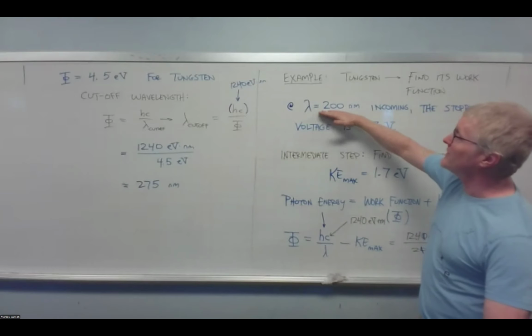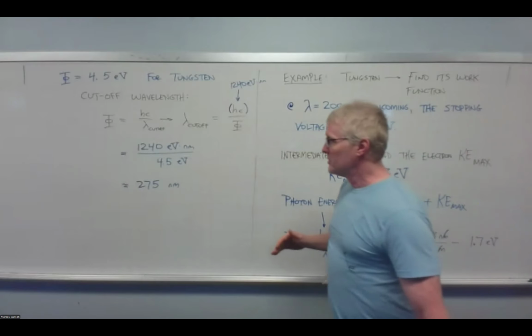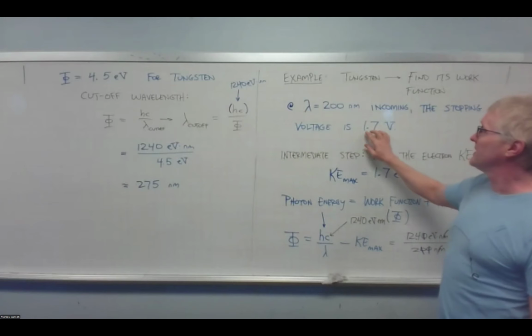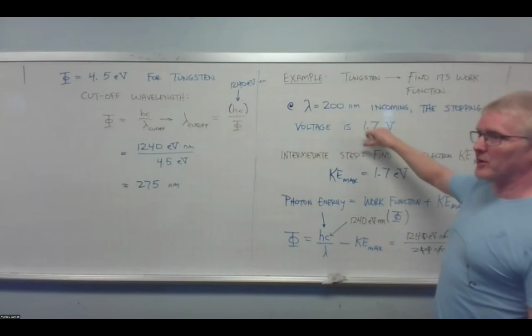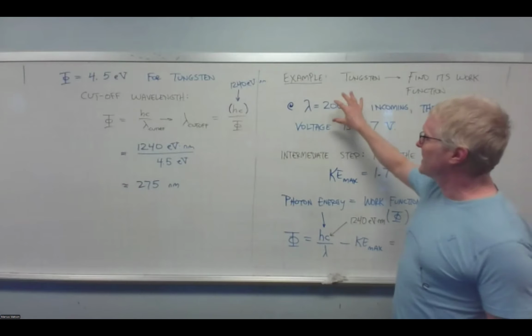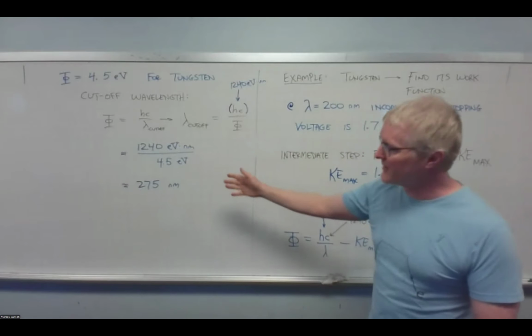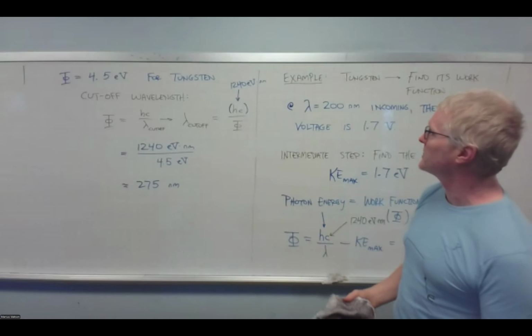But in this case, we did know 200 gave us a stopping voltage of 1.7 volts. So the extra energy that they came out with, I'm just going to take that away from my photons, and that's the wavelength that gives me the minimum energy necessary to get the photoelectric effect started.